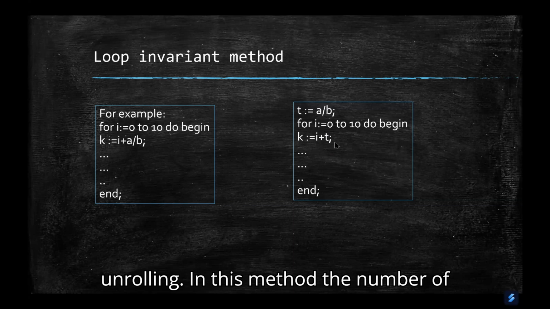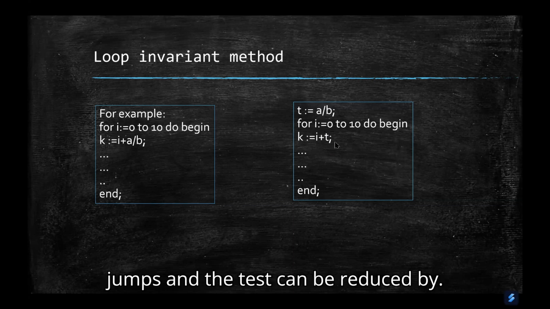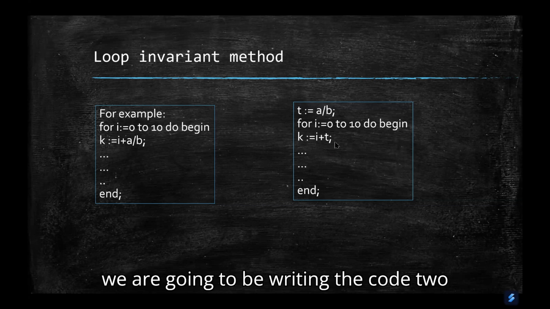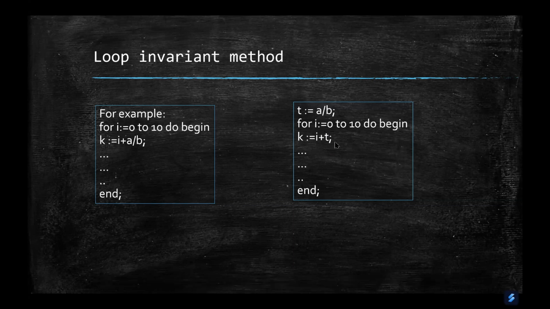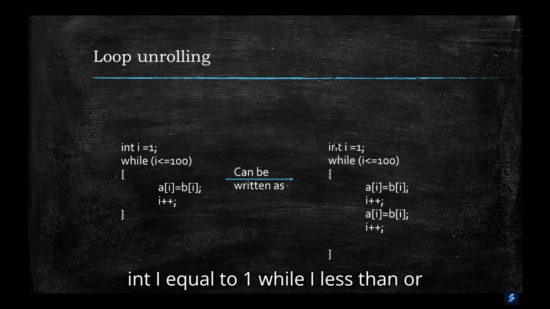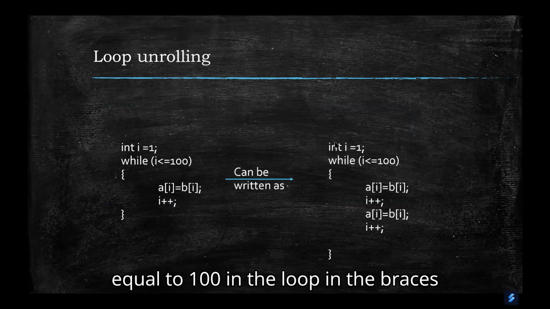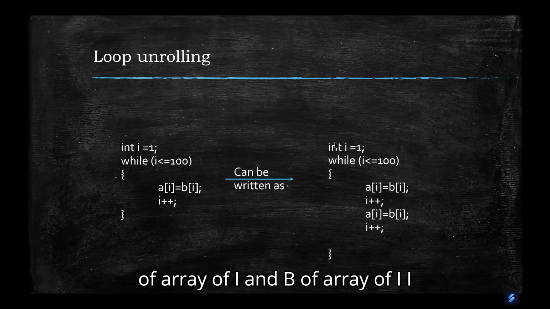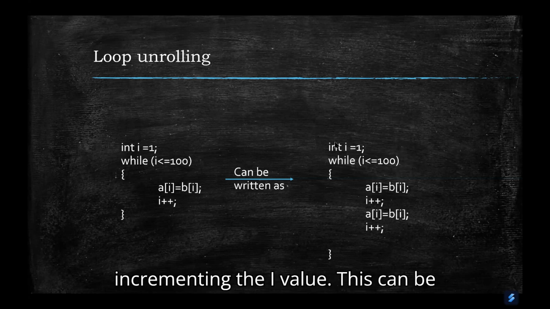In this method, the number of jumps and tests can be reduced by writing the code two times. Just simply, we write the code two times to avoid the jumping and the test. Let us see how we write it. int i equal to 1; while i less than or equal to 100, in the curly braces, a of i equal to b of i, that is, array a of i and array b of i. Then i increment; we are incrementing the i value.